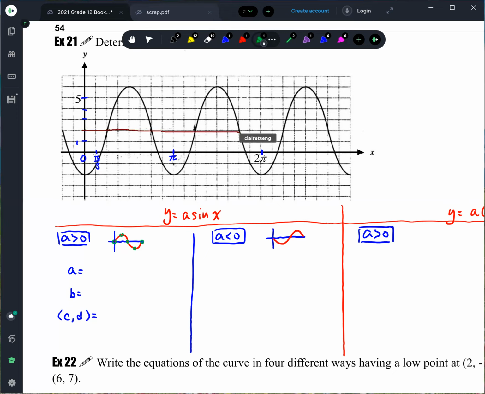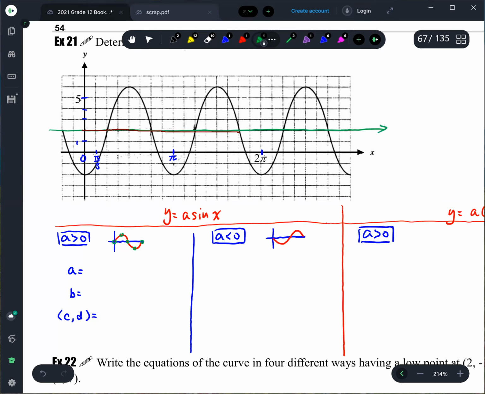Okay, very good. So I'm gonna use the green, okay? So it will be this one. You can make it extend as long as you want, right? It just keeps on repeating. So that's our new x-axis, right? It goes through the middle between the highest and lowest.